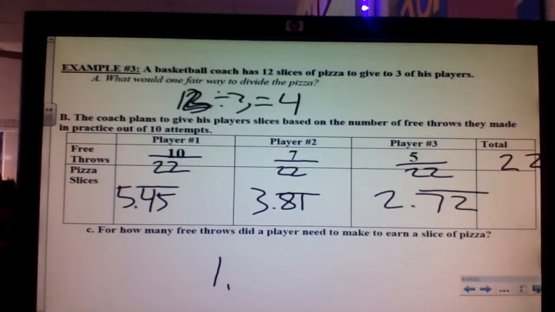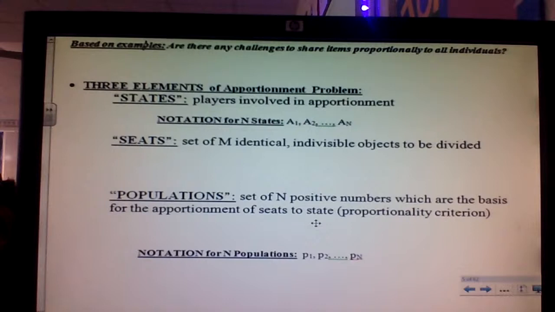How many free throws do we have to make per slice? 1.83 repeating. Okay. Questions? Hey, you didn't do the total, sir. You didn't do it.